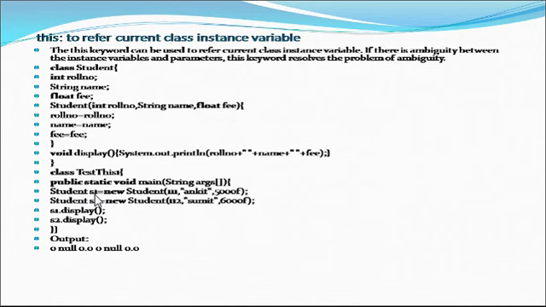First is s1, an instance of the Student class that holds some values, 111 and Ankit. The second instance holds some other values. When you call the display method on s1 and s2, the output is 0 and null, because the roll number parameter and the roll number field have the same name and the compiler is confused. We resolve this problem by using the this keyword.